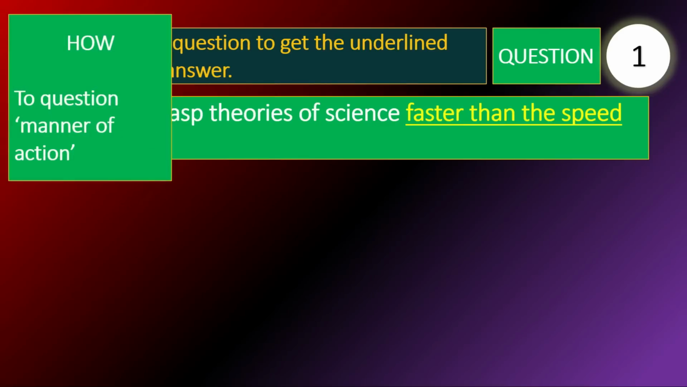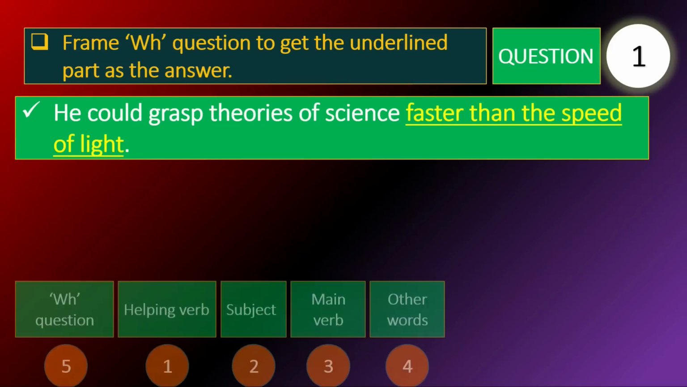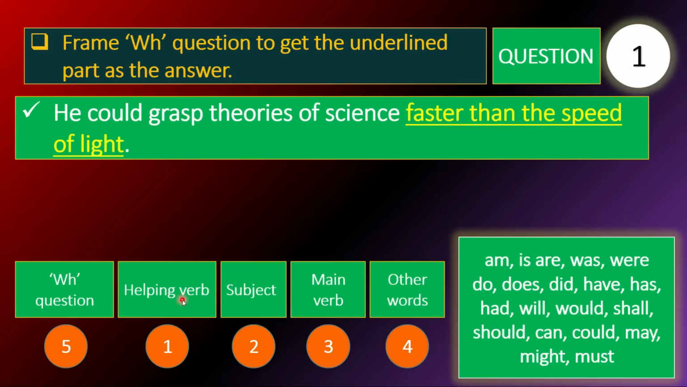We have already learned in the second part how to use how. And we learned that how can be used to question manner of action. So we can use how here. But this is the structure that we need to follow now. We have to use the helping verb first. And you have the list of helping verbs here. That is the first step. Let's see what the helping verb here is.